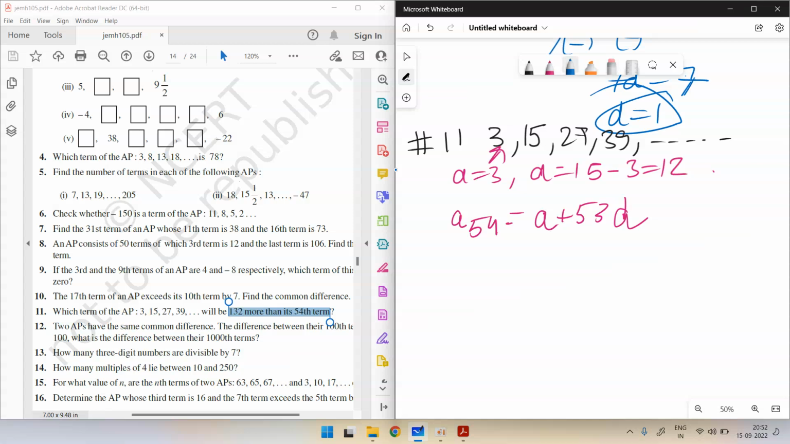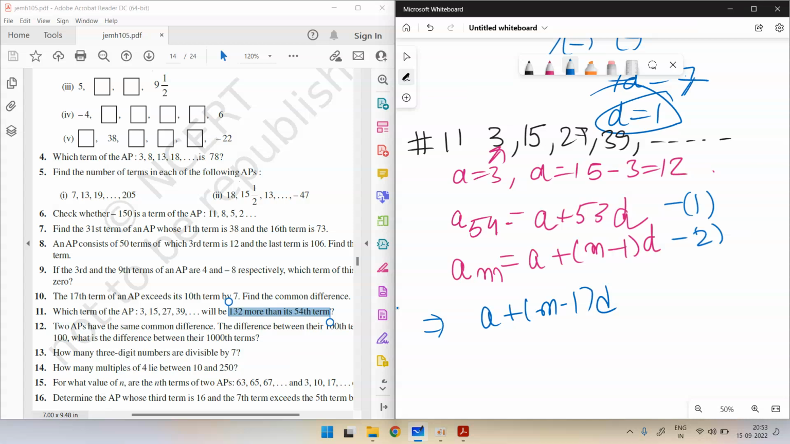Now, assuming that my mth term is greater than this by 132. So my mth term is A of m, which is A plus (m minus 1) into d. And this is greater than the second equation by 132. Since this is an increasing AP, if you subtract these two, A plus (m minus 1)d minus A plus 53d will equal 132. So m minus 1 minus 53, that is (m minus 54)d, is greater by 132.